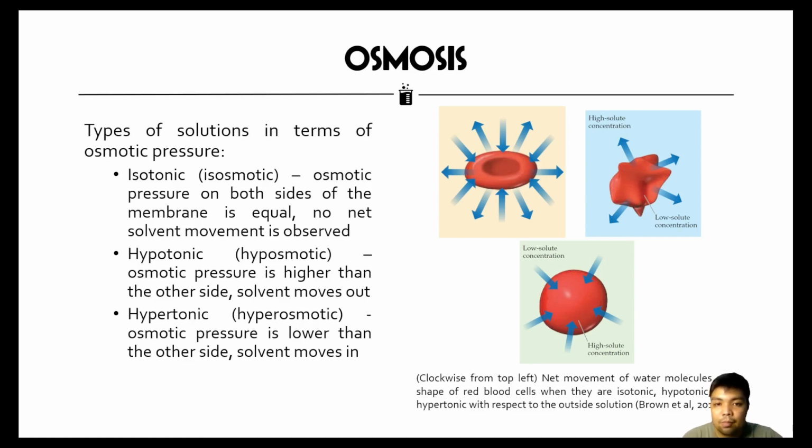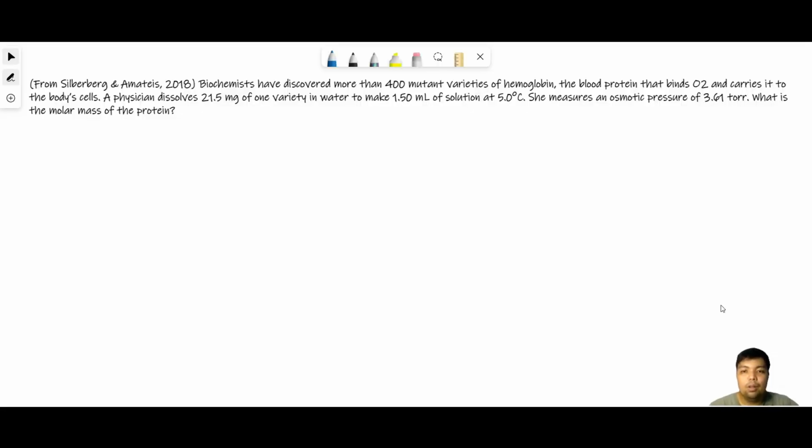Okay. In this next portion, I will be showing you some quantitative problems regarding osmotic pressure and how to solve them. Here's our first example. Biochemists have discovered more than 400 mutant variants of hemoglobin, the blood protein that binds oxygen and carries it to the body cells. A physician dissolves 21.5 milligrams of one variety in water to make 1.50 milliliters of solution at 5 degrees centigrade. She measures an osmotic pressure of 3.61 torr. What is the molar mass of the protein?